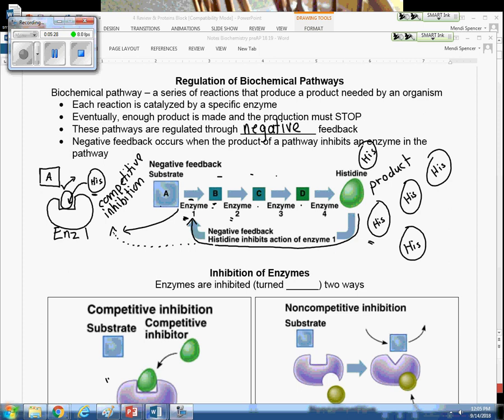Now, it might not just be competitive inhibition. Let me show you just the other option here. I'm going to draw, again, the enzyme. And histidine might bind to this allosteric site. So we can put histidine here, so then it changes the shape. So sometimes this negative feedback is done by non-competitive inhibition. It just completely depends on which pathway in the body we're talking about.